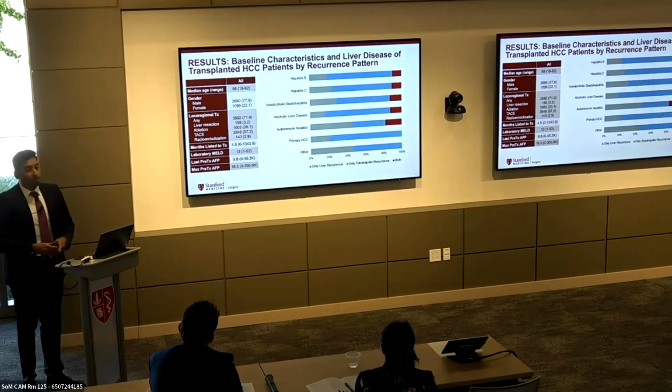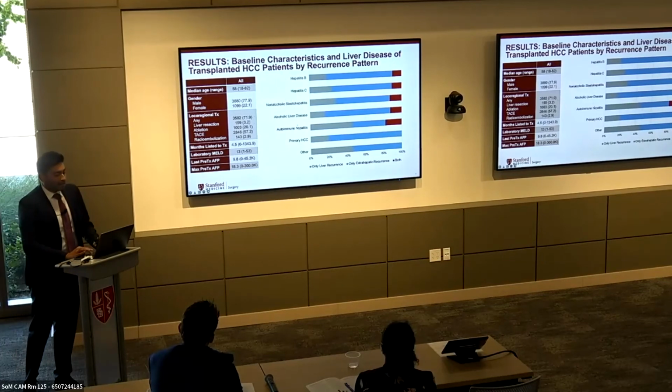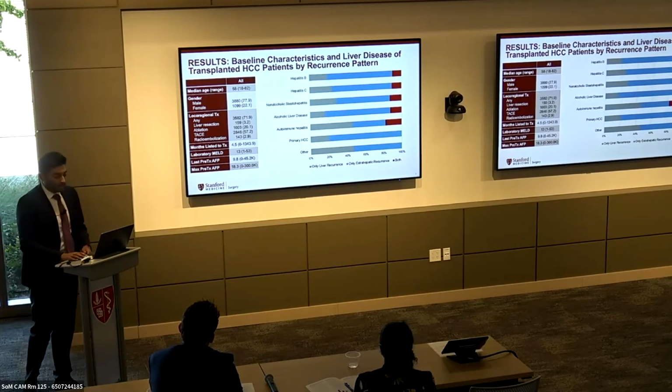We then looked at only those patients that recurred and found, interestingly, that patients that had autoimmune hepatitis and other diseases, which predominantly included metabolic disorders, tended to have more liver-only recurrences, which may be related to the fact that they had a persistent systemic disease following transplantation that could modify the environment in the liver.